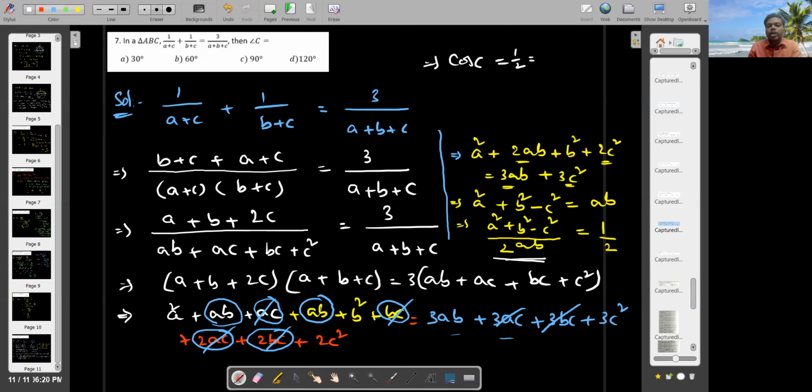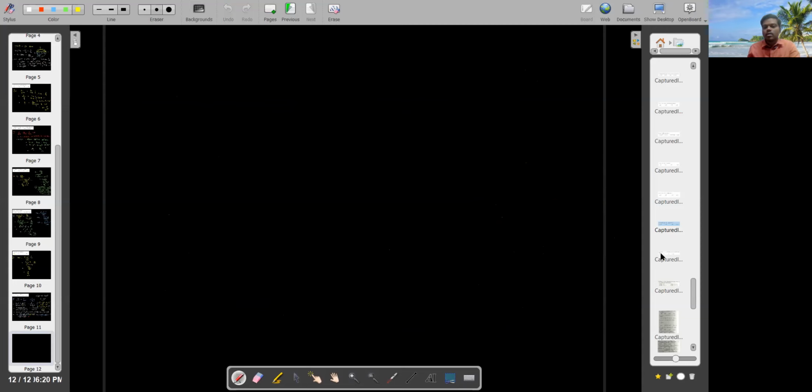So 1 by 2 in terms of cos is cos 60 degree. When cos C equal to cos 60 degree, therefore C equal to 60 degree. So the answer is 60 degree. B is the correct answer. Next.